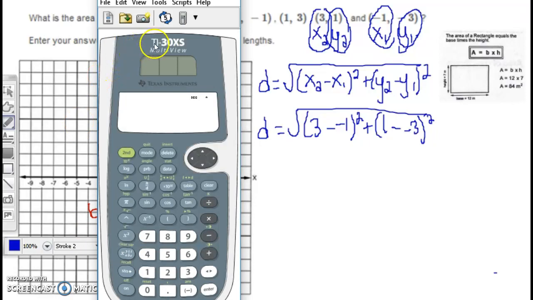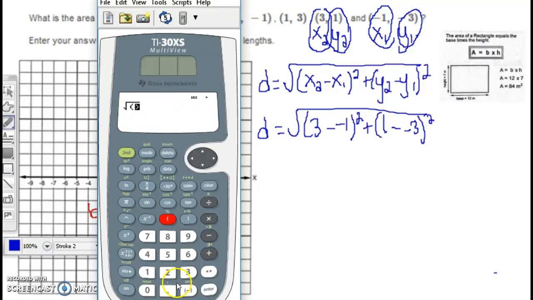Okay, so this is my favorite calculator of all times, and you can use it on the end of course test. So it's a really great handheld calculator to own. It's only $18 or $16, I can't remember, at Walmart. So this is a great calculator. And the reason it's so great is because you can type it in one step.